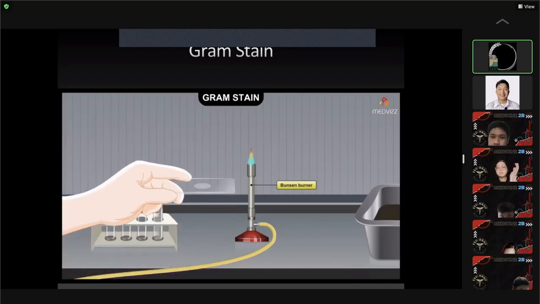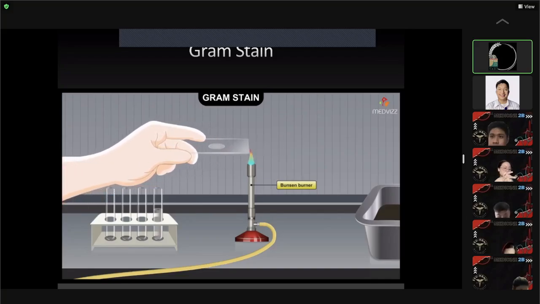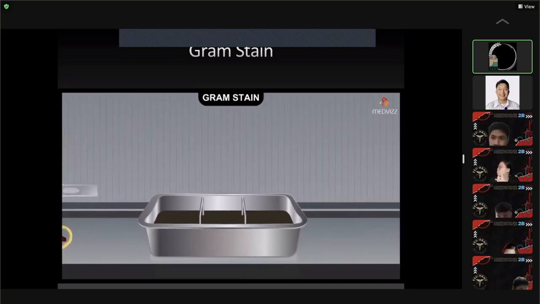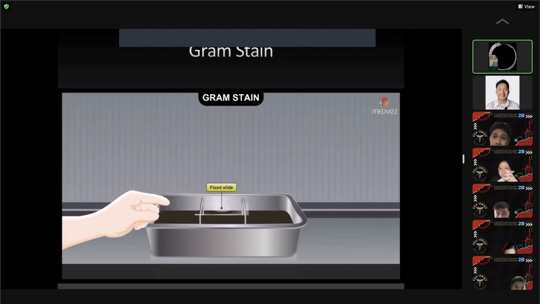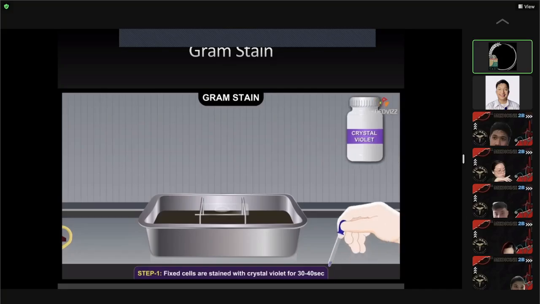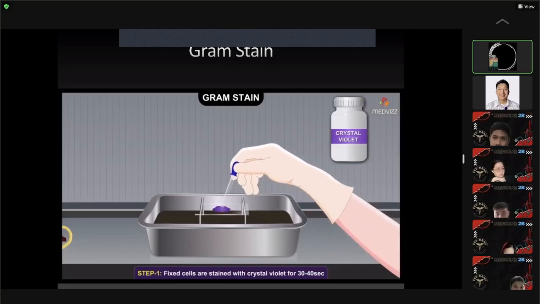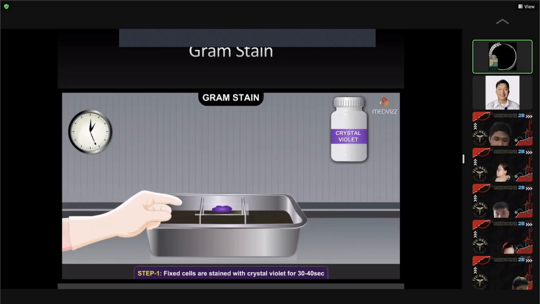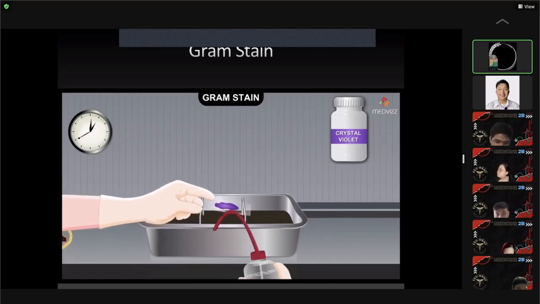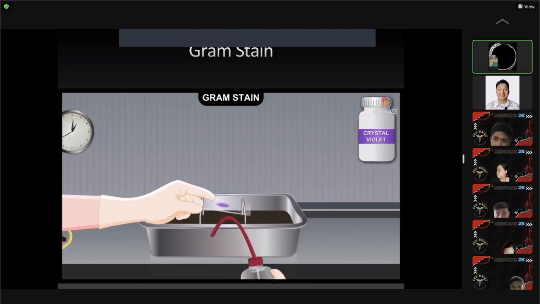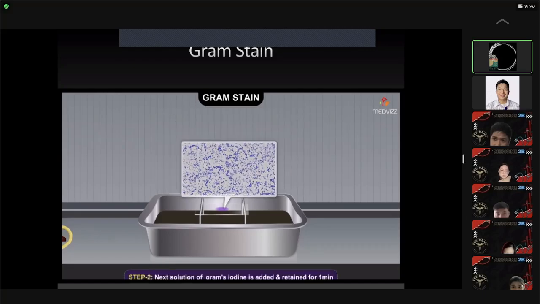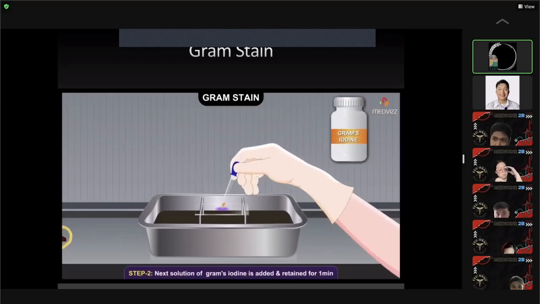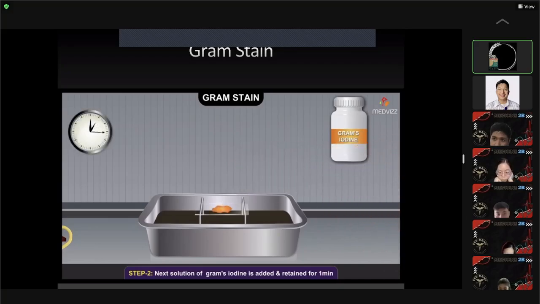The cells are then fixed to the slide by passing slightly above the flame of a Bunsen burner. After passing above the flame, the slide should feel warm when touched to the back of the hand, but should not be too hot. The fixed cells are then stained with the basic dye, crystal violet, for 30 to 40 seconds. The slide is then rinsed with water to remove excess stain. At this point, all cells appear purple under the microscope. Next, a solution of Gram's iodine is added and retained on the slide for about 1 minute.